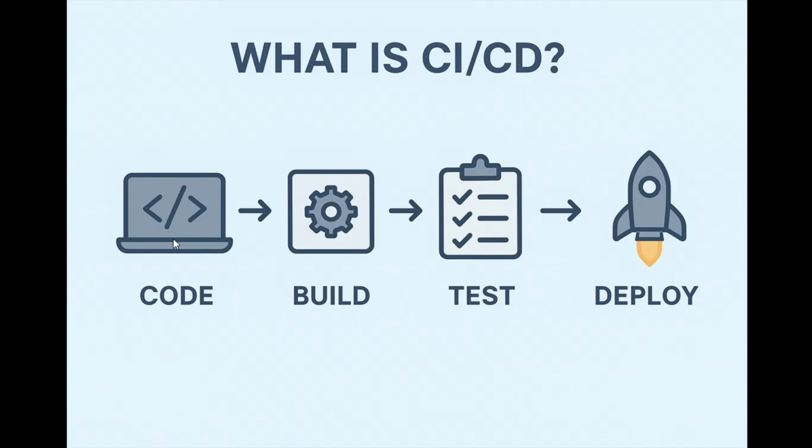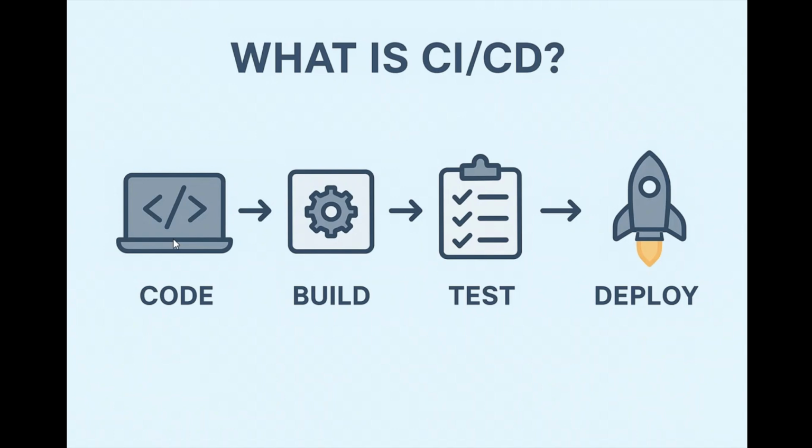The third stage is the test stage. Automated tests are run against the built application, for example unit tests, integration tests, lint checks, or security scans. This ensures the new code doesn't break existing functionality. Why this matters? Because testing early saves time and reduces bugs reaching production.